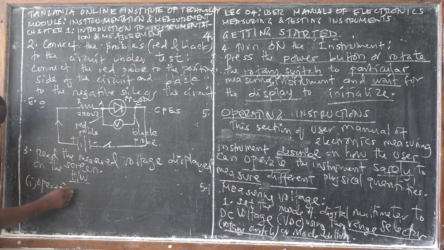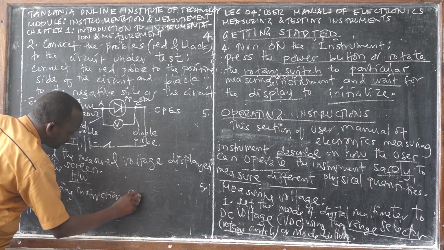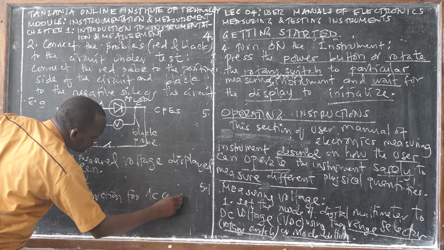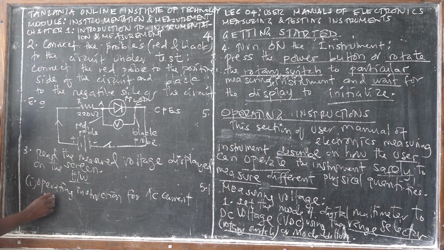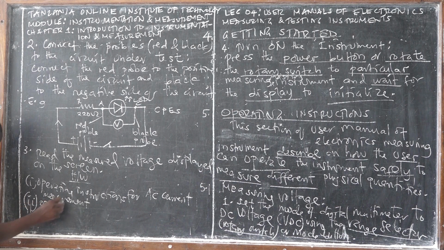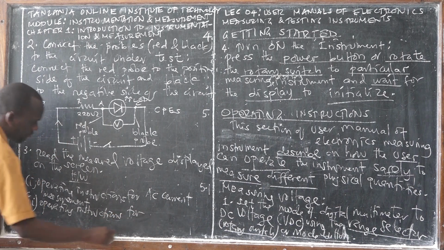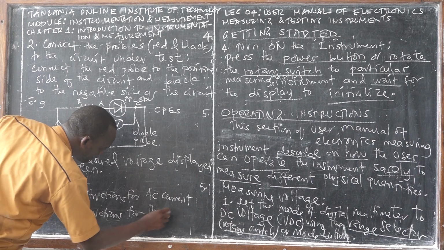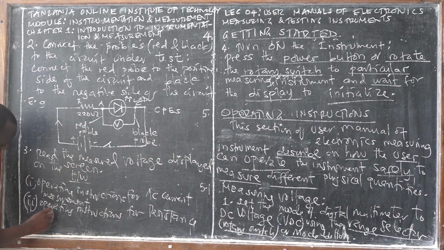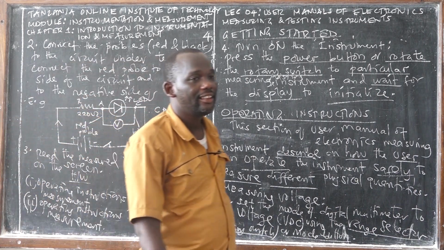Right? So go and write and find the operating instructions for AC current measurement. Just 3 steps. Then also write for us the operating instructions for resistance measurement. Okay? Is it clear?